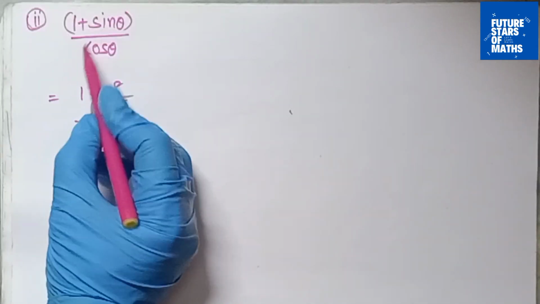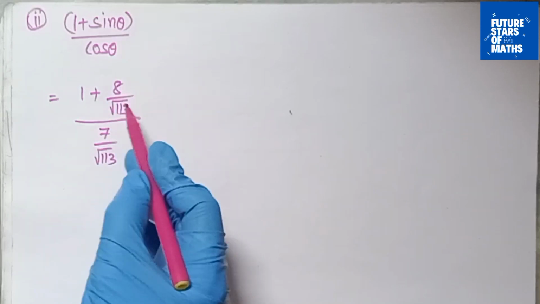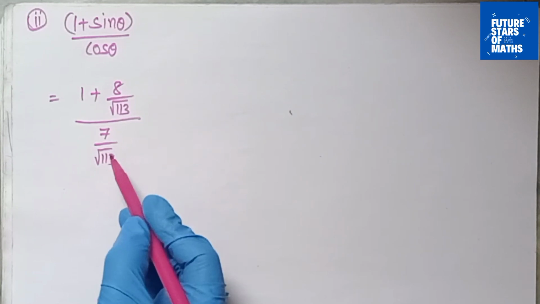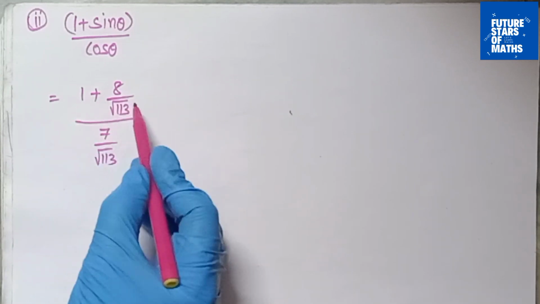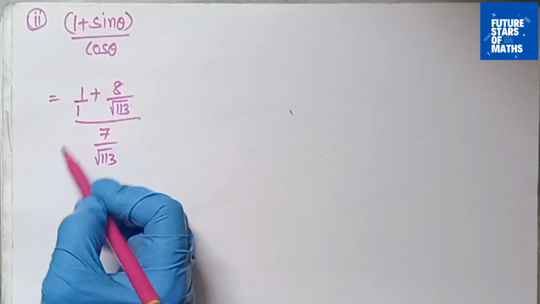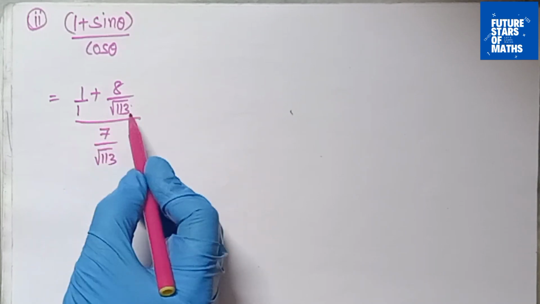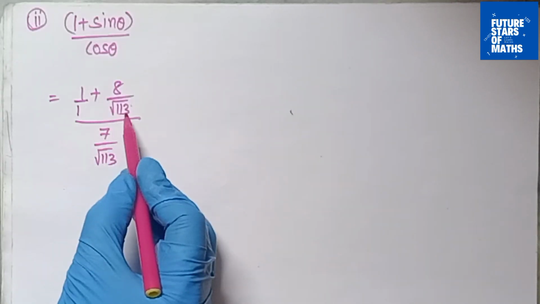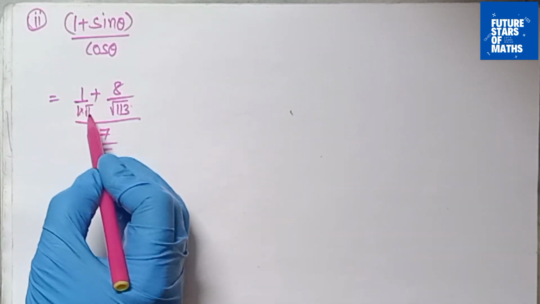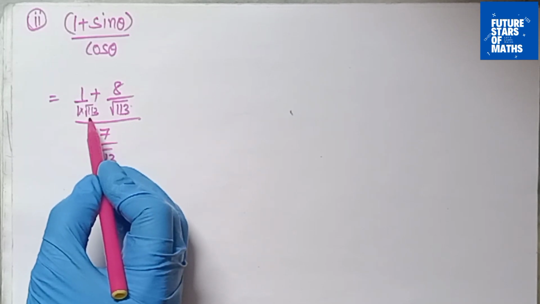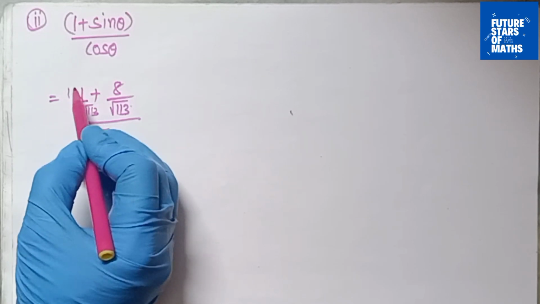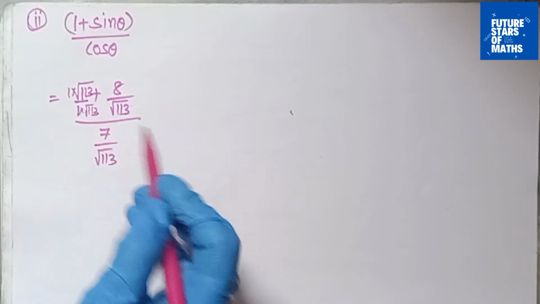So the second question is 1 plus sin theta by cos theta. In place of sin theta, we will substitute the value of sin theta, and in place of cos theta, we write the value of cos theta. Now here we have a number and a fraction. So what do we have to do? Make this also a fraction by writing by 1. After writing this, the denominator should be the same. Here we have 1, here we have root 113. So we'll multiply this with root 113. When we are multiplying anything in the denominator, the same thing should be multiplied in the numerator also. So root 113 in the numerator also.